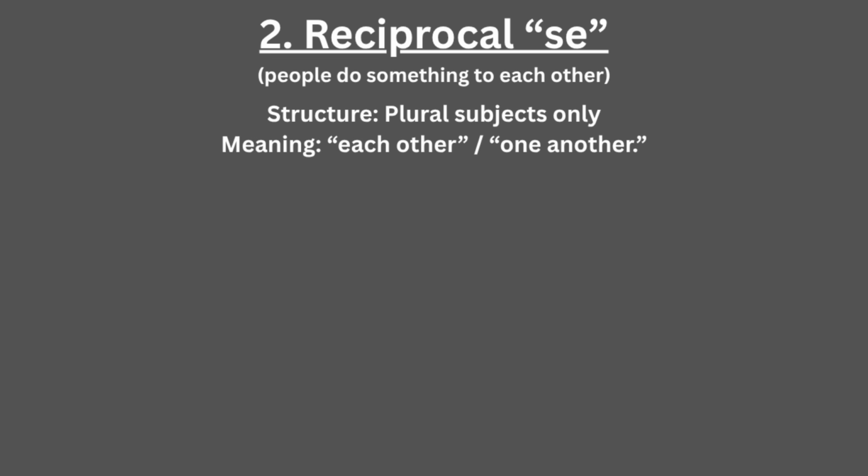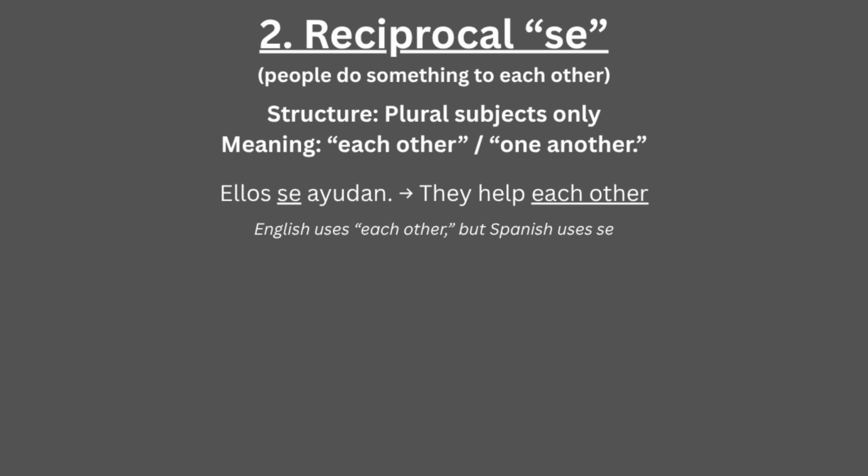The second way is a reciprocal reflexive, where people do something to each other. In this case, the pattern can only follow plural subjects because they perform actions to each other or one another. An example is ellos se ayudan. They help each other. English uses each other, but Spanish uses se for the pronoun ellos.